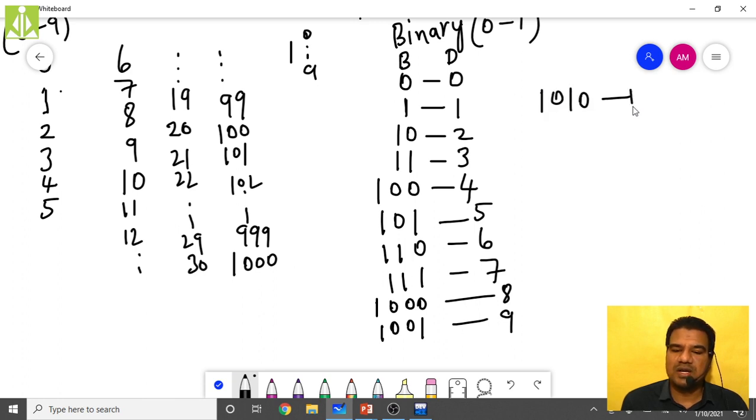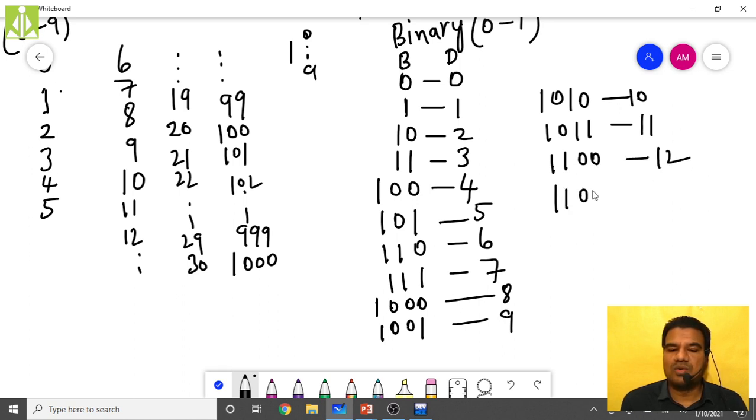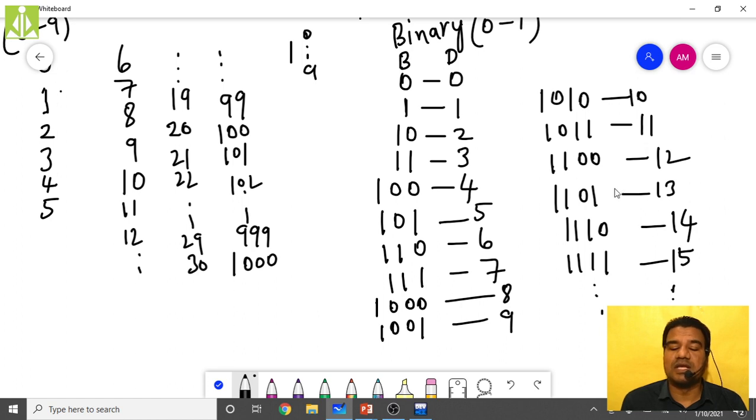Then 1010, this is your 10. 1011, this is your 11. Then 1100, this is your 12. Then 1101, this is your 13. Then 1110, this is your 14. Then 1111, this is your 15. So likewise, any number you can represent in binary.